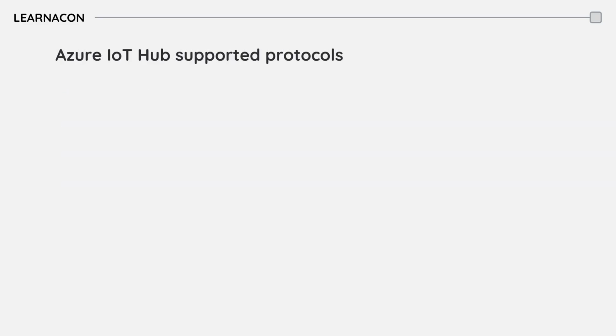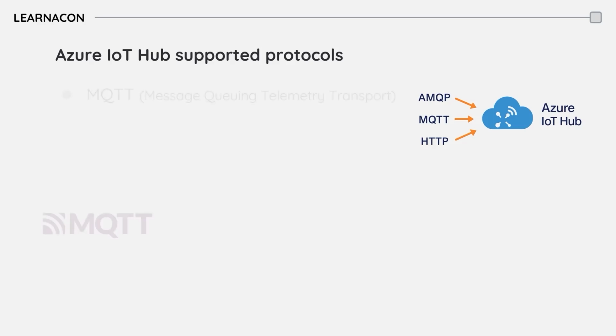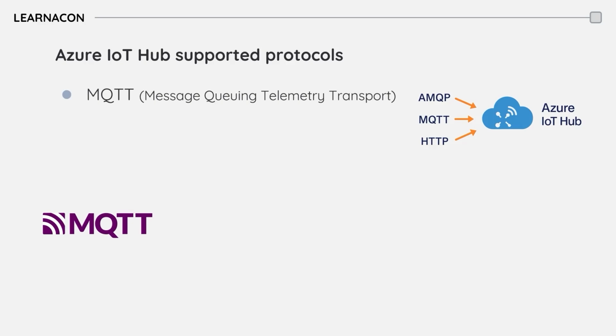Azure IoT Hub supports three main communication protocols for device connectivity: AMQP, MQTT, and HTTP. Each protocol has its own strengths and use cases depending on the device capabilities and network conditions. MQTT is lightweight and efficient for low bandwidth, high latency networks. It's ideal for constrained devices and intermittent connections. MQTT uses a publish-subscribe model and is supported natively by Azure IoT Hub.